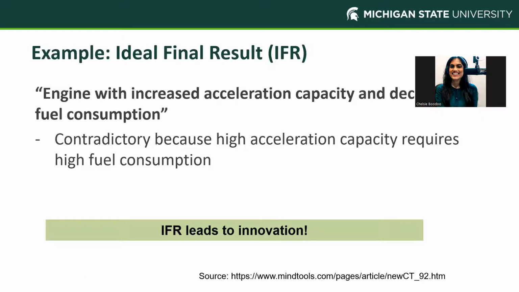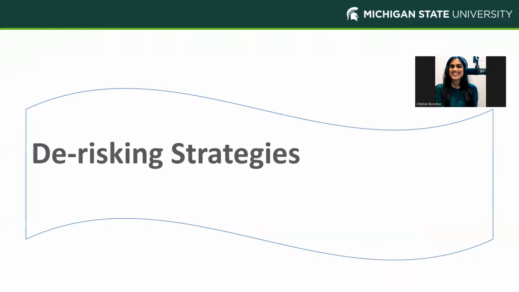Engine: you want an engine with increased acceleration capacity and decreased fuel consumption. It's contradictory, right? Because the increased acceleration requires high fuel consumption. That is the state now. So now, if you can find a technology that will increase acceleration capacity without increasing fuel consumption, you have an innovation. That will lead to your innovative technology. So now you have the technology.